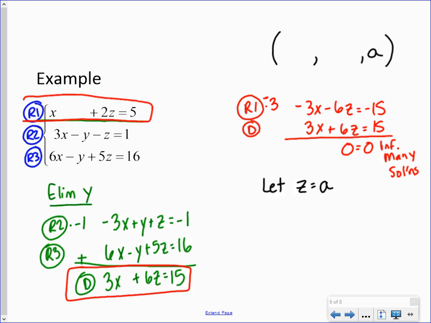So if z is equal to a, we can go back to equation D, or we can go back to equation R1, and we can sub a in for z. So let's put it into probably R1, right? Sub z equals a into R1 and solve for x.